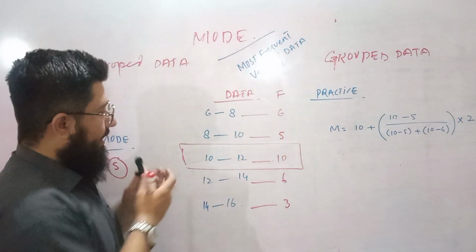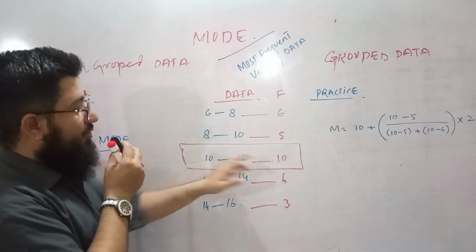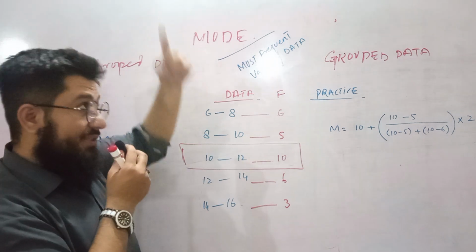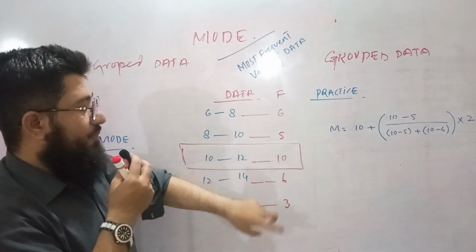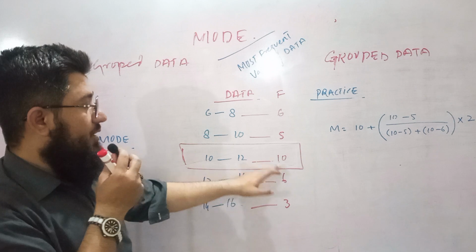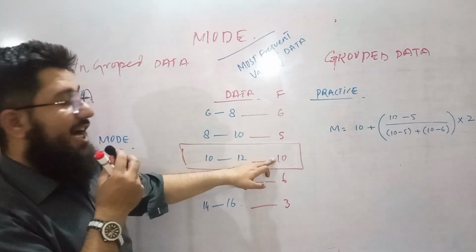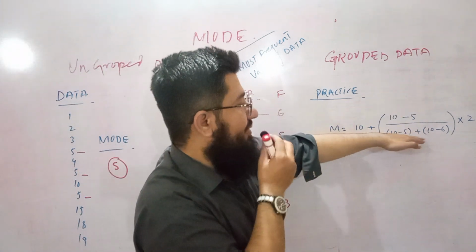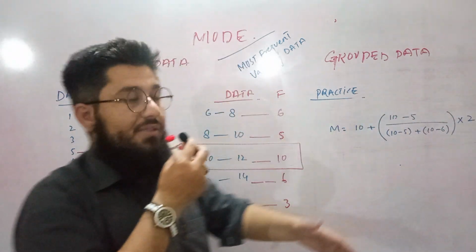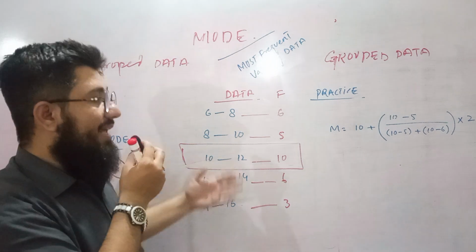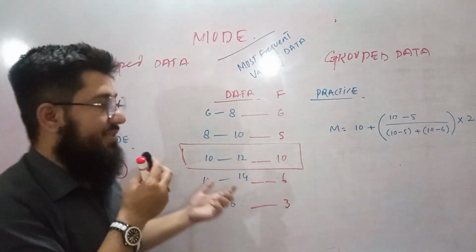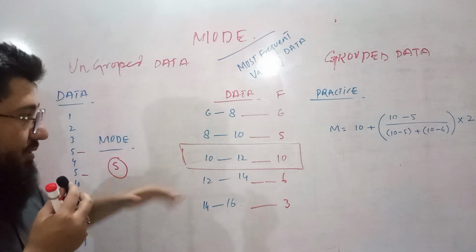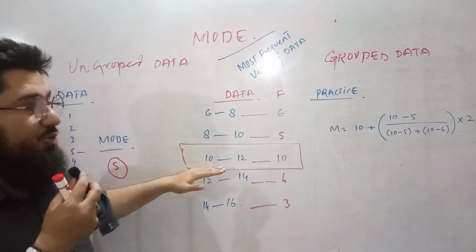So what we did actually, we took the very first value, then we took the frequency. With the frequency, we did the subtraction of 5, the preceding frequency. Then we did the subtraction with the lower frequency, the following frequency. So 10 minus 5, 10 minus 6. And we did this 2 times, 10 minus 5 in the numerator and 10 minus 5 in the denominator. Then we added the next minus, that is 10 minus 6 in the denominator. And then we multiplied with the range of the class, 10 to 12, which is 2.